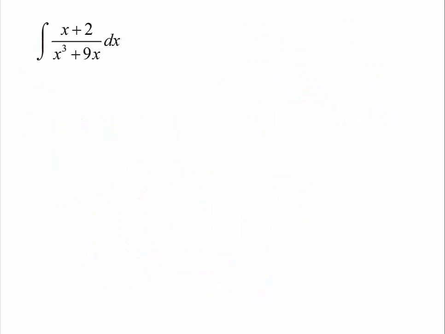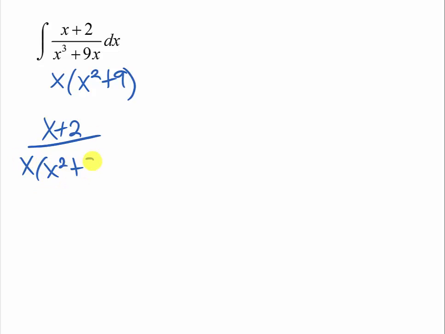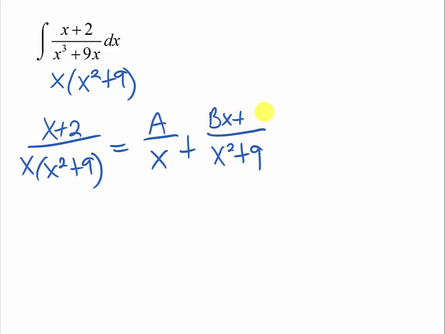So in looking at this one, I see a polynomial over a polynomial, so the first thing I'm going to do is factor what I can. This will factor by pulling an x out and leave me x squared plus 9, which does not factor anymore. So this one is a partial fraction decomposition. So as we set this one up, I'm going to have x plus 2 over x times x squared plus 9, and so our partial fractions are going to be A over x plus, because this denominator is an irreducible quadratic, then I need to have two terms in the numerator, so I need a Bx plus C.